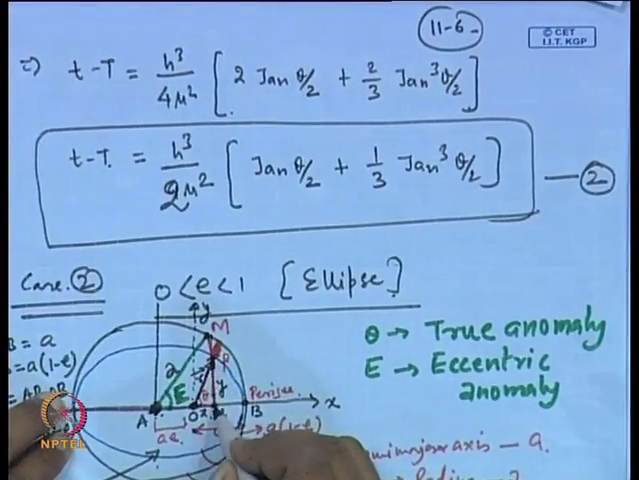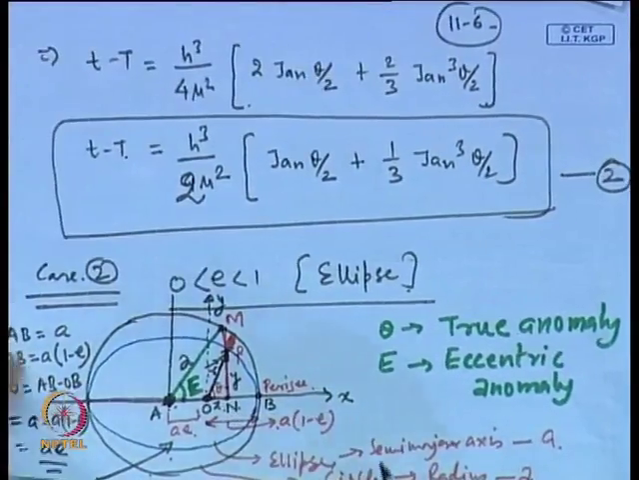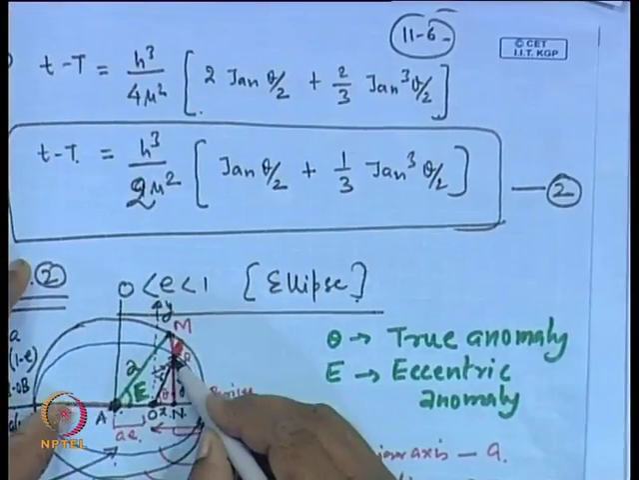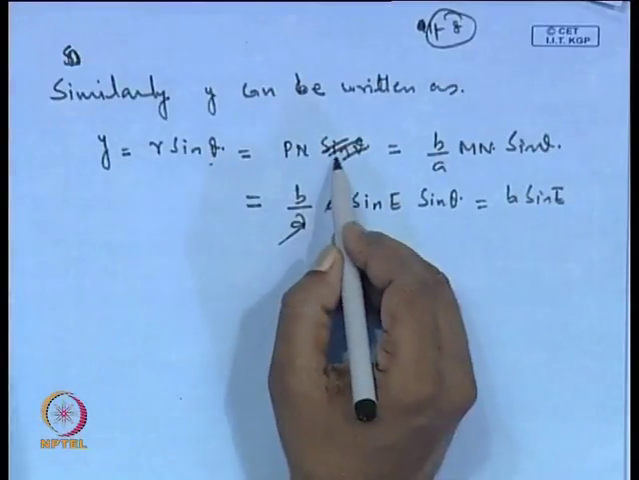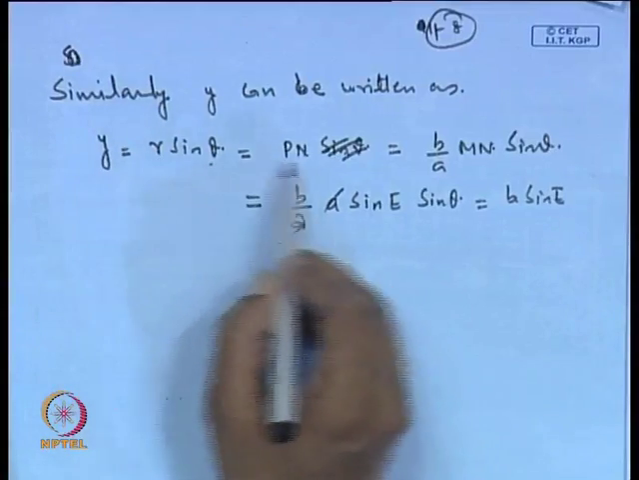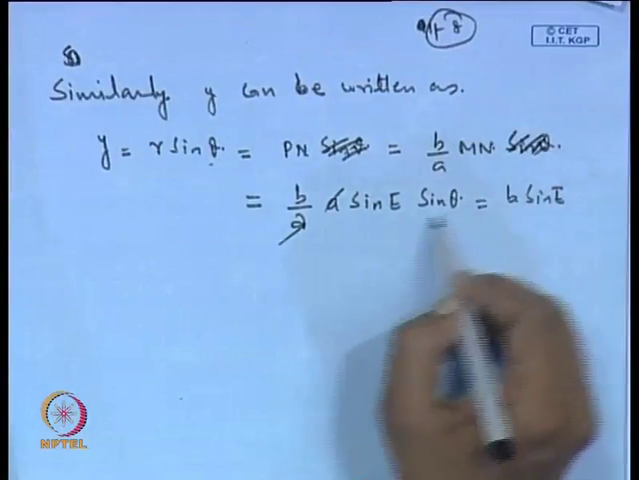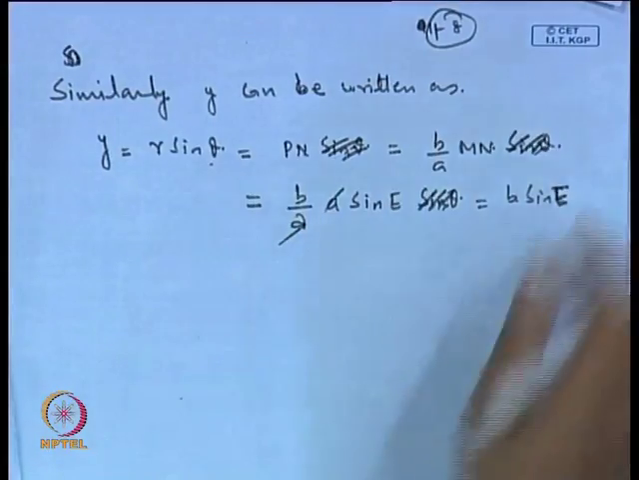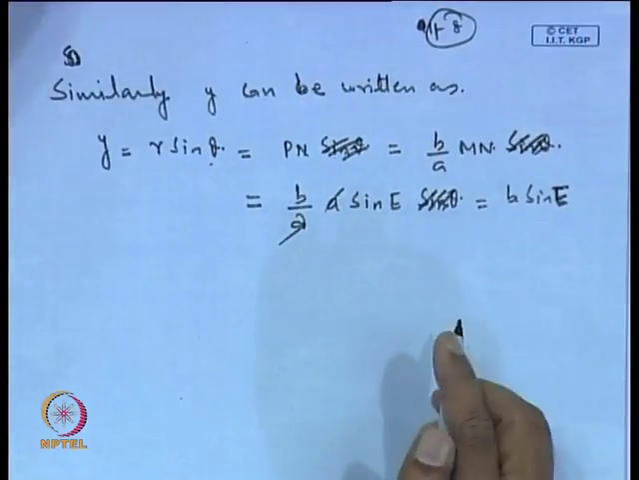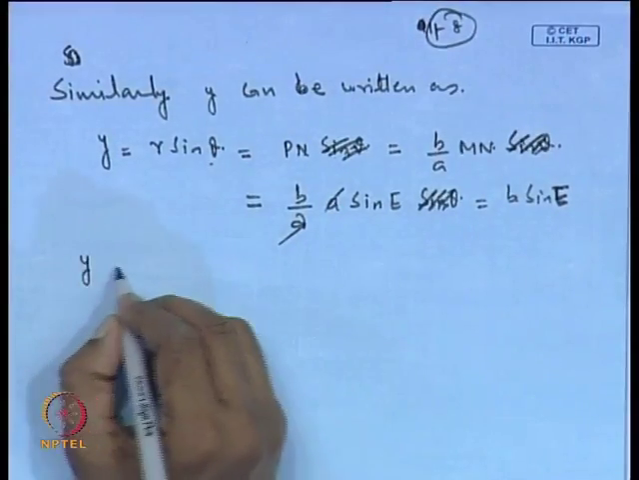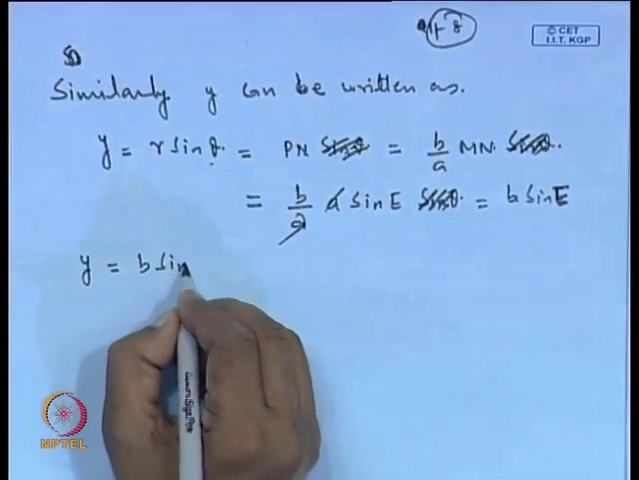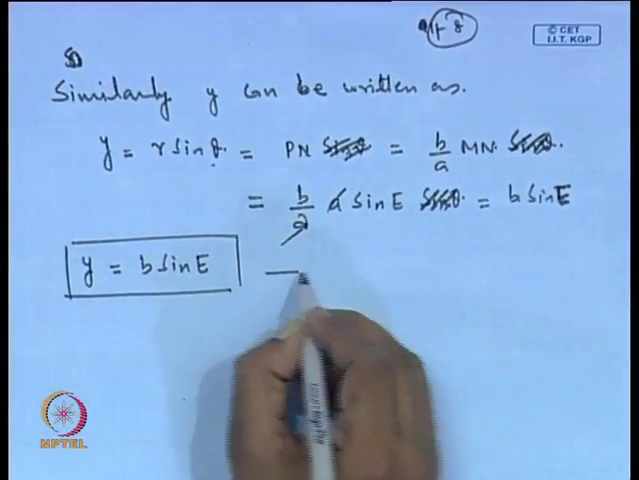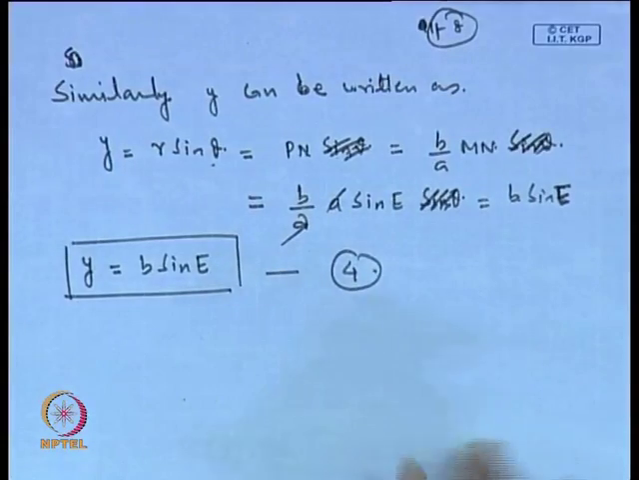Y is the quantity from here to here. So, this is r sin theta. We have written r sin theta here, and this is nothing but equal to P n. So, this is not P n sin theta, because r is not equal to P n. So, we delete this. So, this is b sin E. So, y is equal to b sin E. This is our equation number 4.